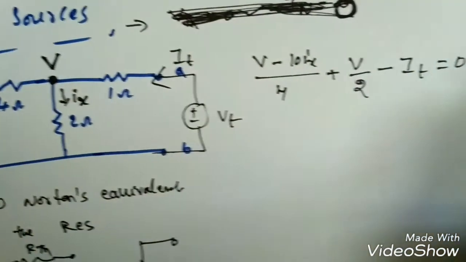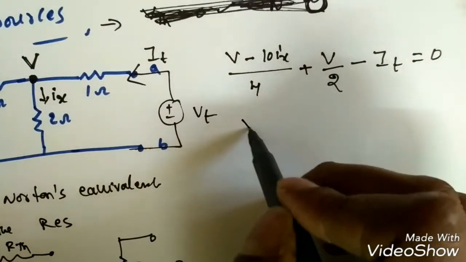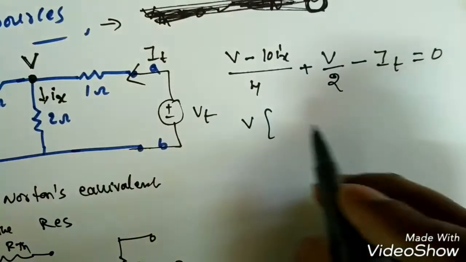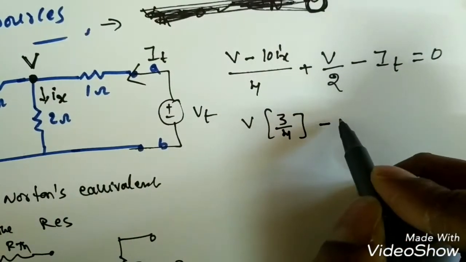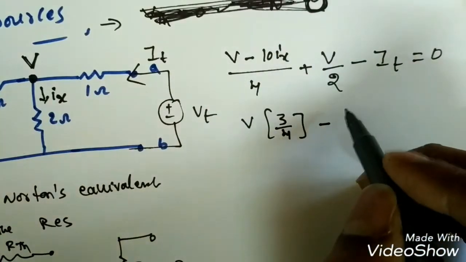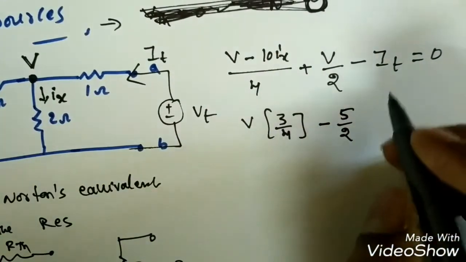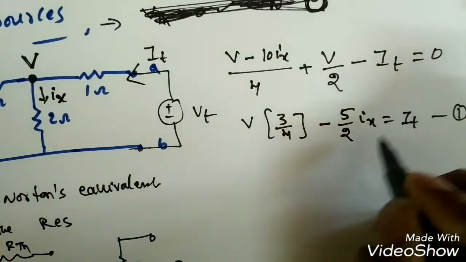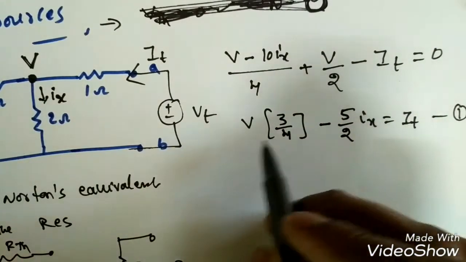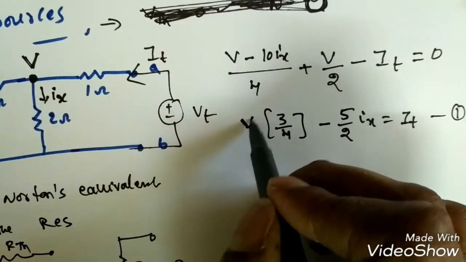Now apply nodal analysis. (V minus 10 Ix) by 4 plus V by 2, and this current is minus IT, is equal to 0. So if I take V common, that is 1 by 4 plus 1 by 2. We can make it as 3 by 4 V minus 10 by 4 Ix. So we can say V times 3 by 4 minus 5 by 2 Ix is equal to IT. That is equation 1.